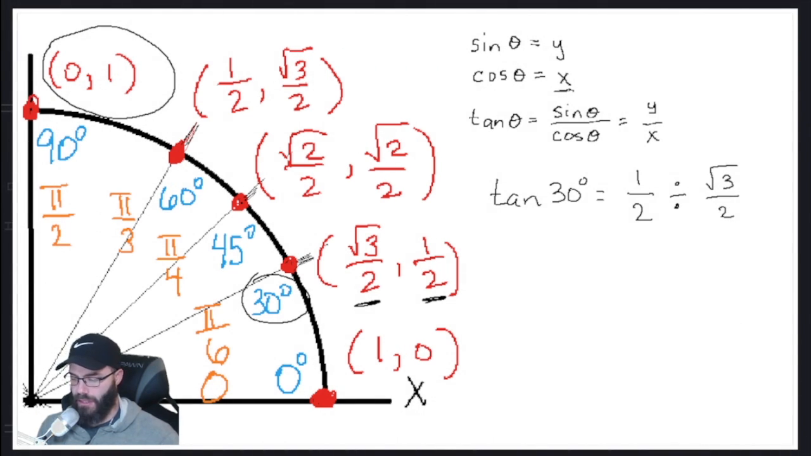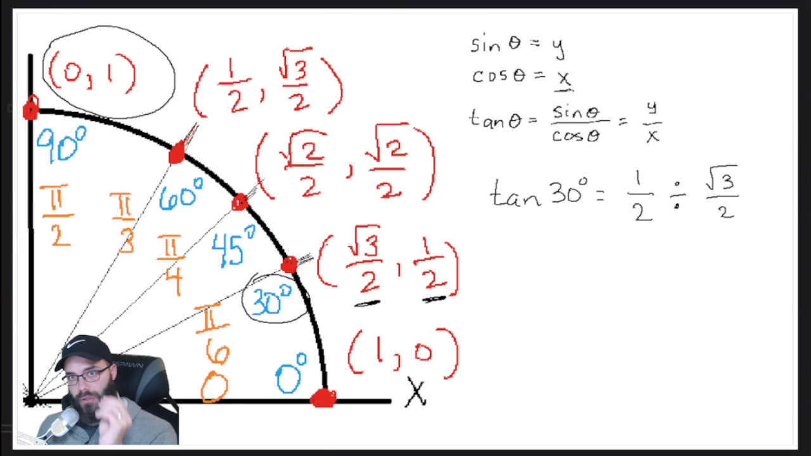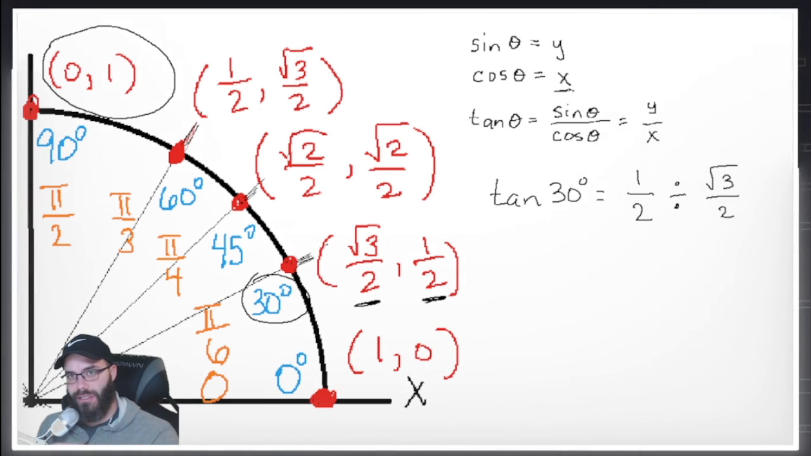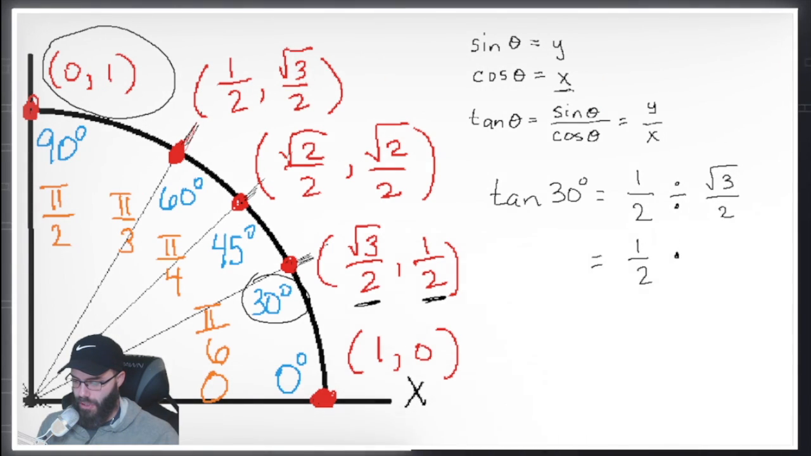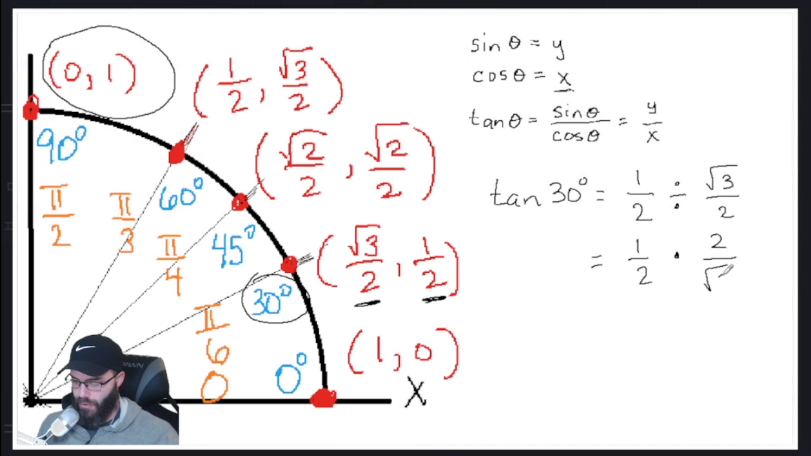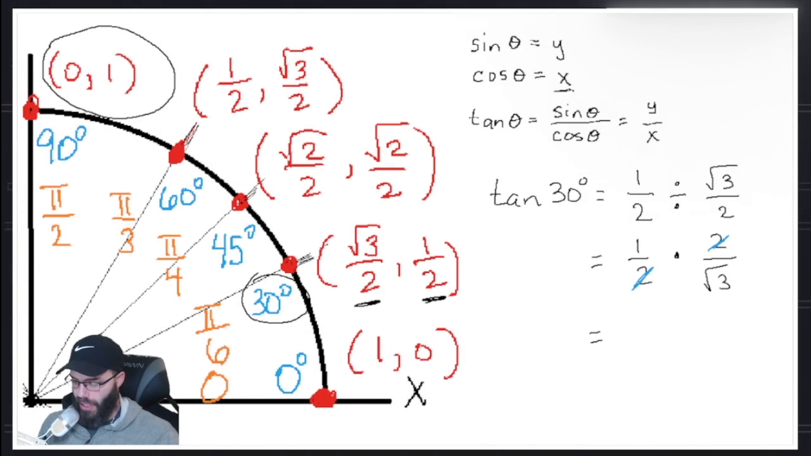Again, when you're dividing fractions, you want to copy, change, flip. That's the saying that I like to use. Copy the first one, change the division to multiplication, change the second fraction, flip it, change it to its reciprocal. So I have 1/2 times 2 over root 3. Now this time the 2's reduce, but I still have that root 3. And notice that root 3 is in my denominator. So I have 1 over root 3.